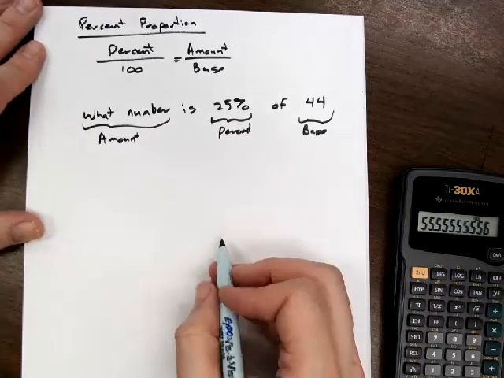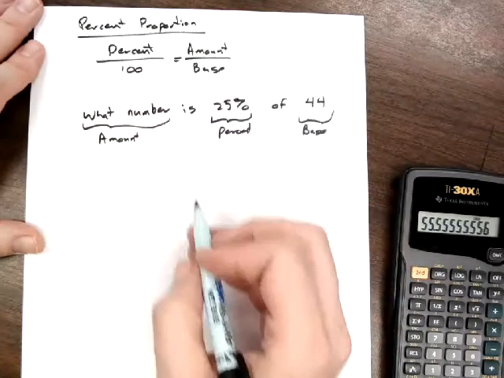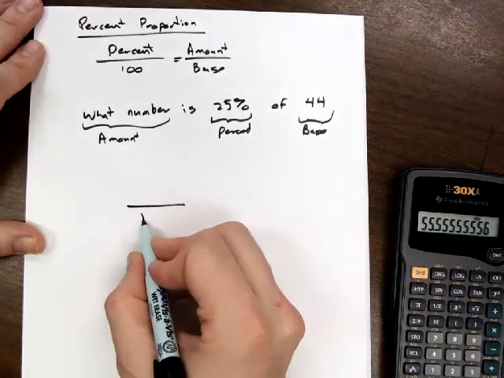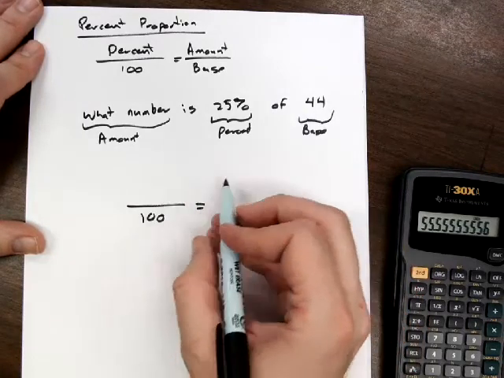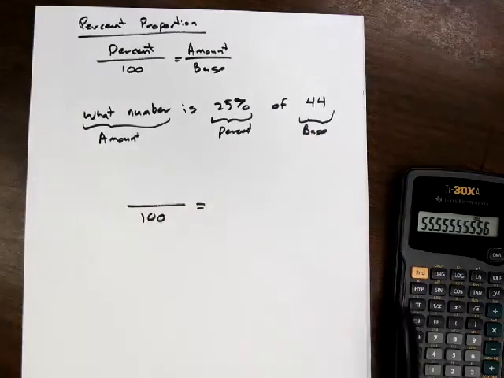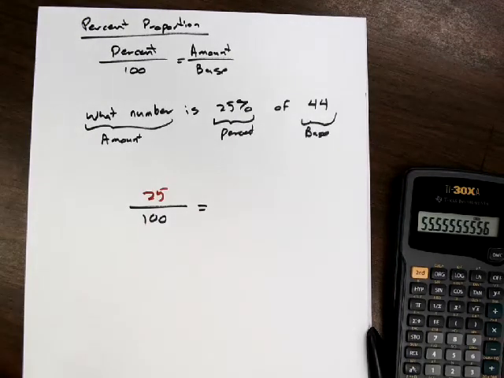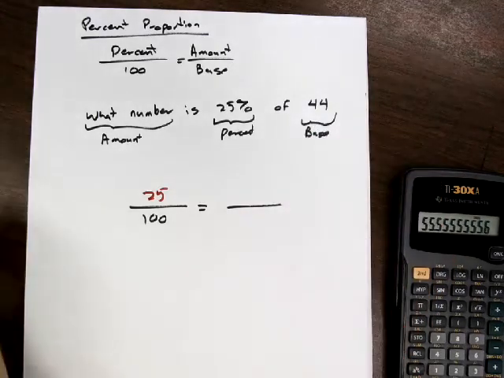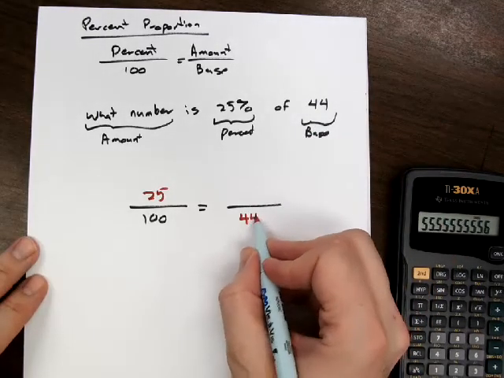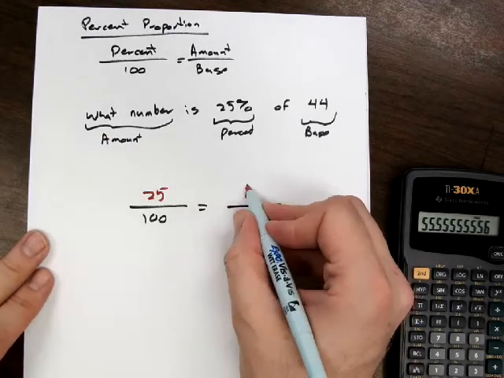So what we're going to do is plug in these numbers into this sort of equation. We've got something over 100 is going to be equal to our amount over our base. Well, we happen to know that our percent is 25. We know that our base is 44. What we don't know is our amount. So we're looking for an amount.